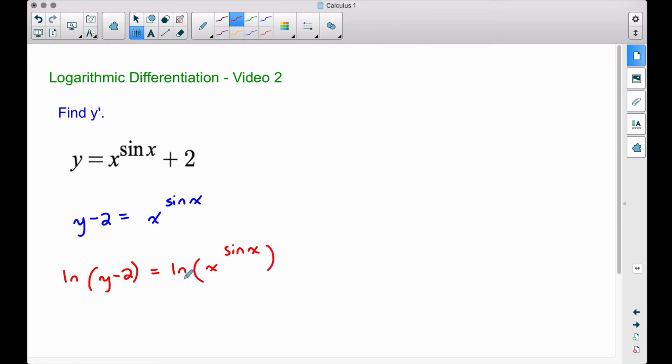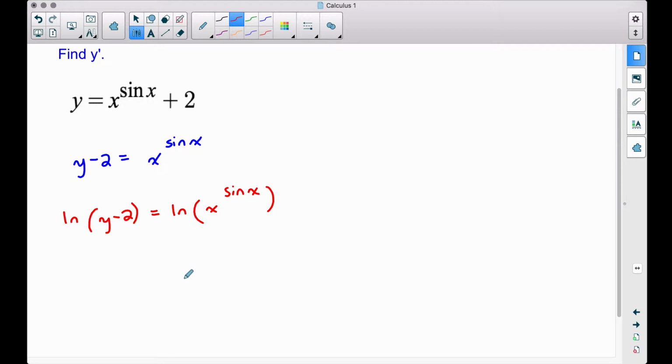And now that we have this, we can apply that power rule just like we did back in video 1. So natural log of y minus 2 is equal to, and we pull the power down, pull the sine of x down, so we have sine of x, natural log of x. That's the power rule that we can apply based off of our properties of logarithms.